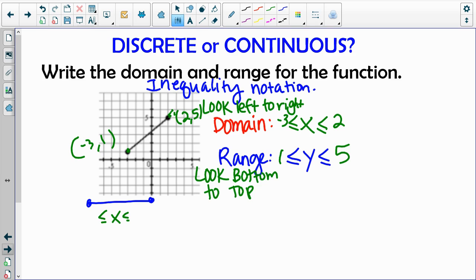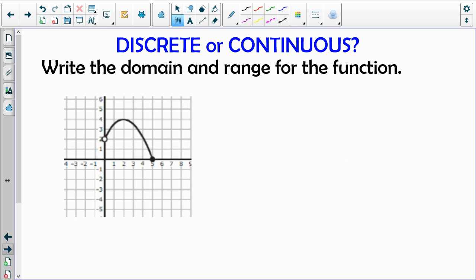Okay, so if your graph has 2 ends, you're always going to write an in between. So look at the next one. This is an in between, even though it curves, that's okay. It's still an end and an end. It's an in between.